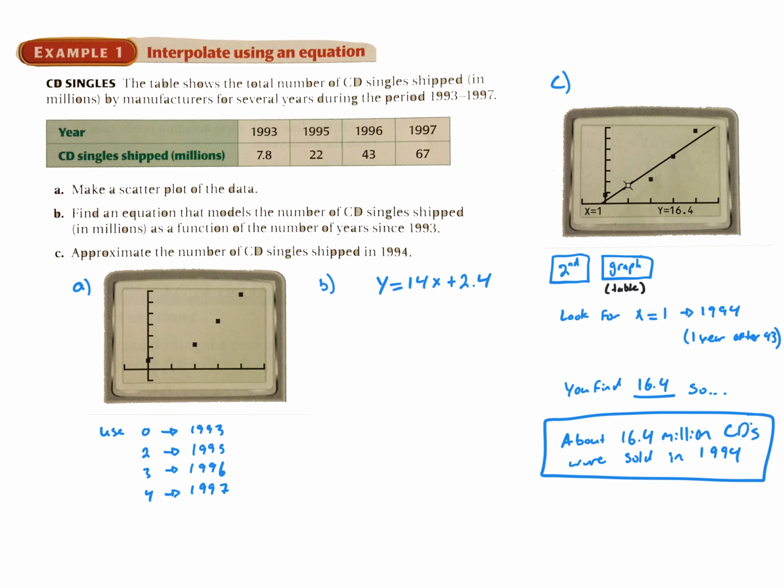Since we're looking for 1994, that would just be 1 year after 1993. So we're going to look for x equals 1. You scroll up or down so you can find that, and you find 16.4. That means in 1994 about 16.4 million CDs were shipped or sold.